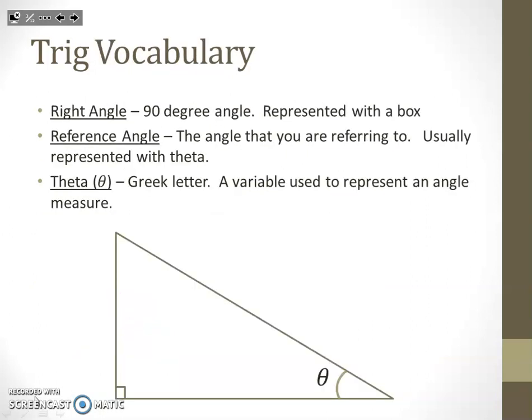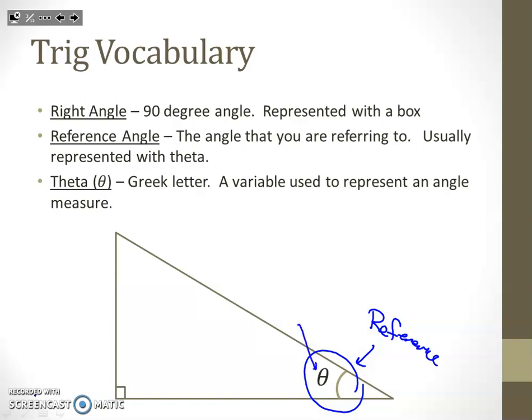All right, trig vocabulary. A right angle is our 90-degree angle, and it's represented with a box. However, the 90-degree angle really isn't that important. What's important is using a reference angle. The reference angle is the one that we are referring to, and it's usually denoted with a theta. I'm going to tell you right down here, this right here is our reference angle. That is our theta.